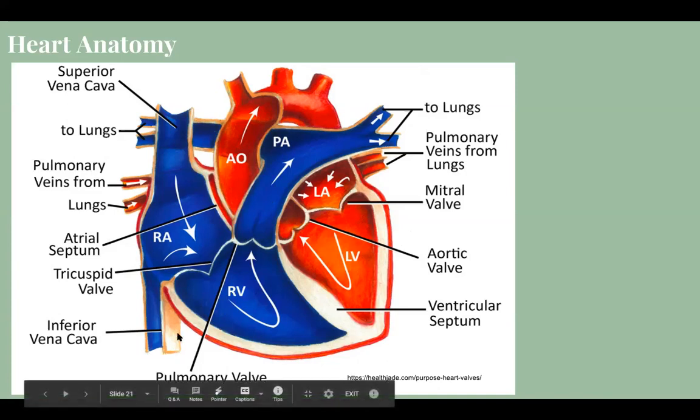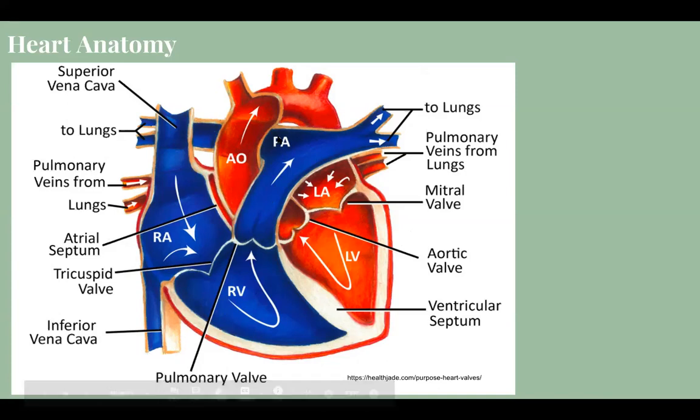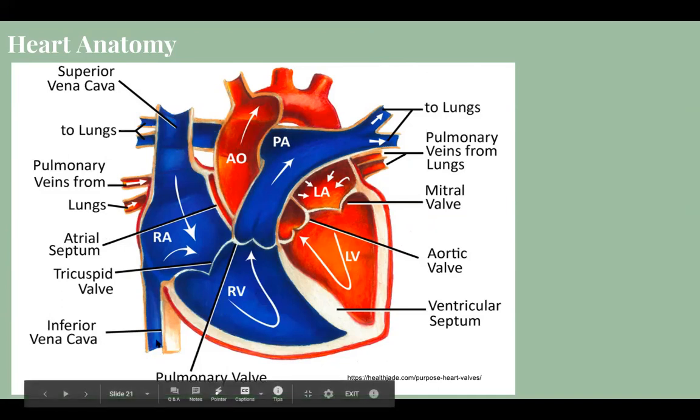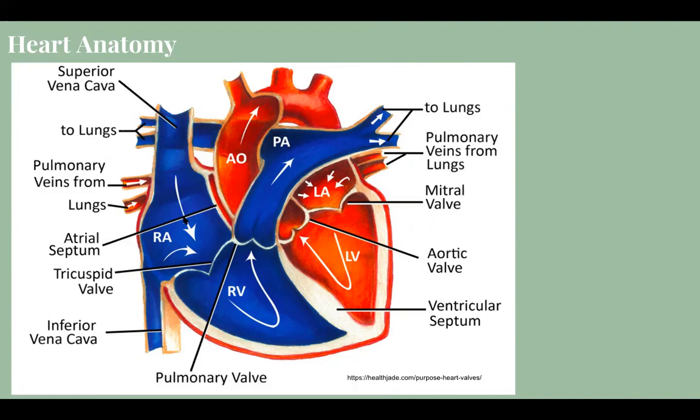And here's the inferior vena cava, I guess, and the superior vena cava here. These bring back deoxygenated blood to the right atrium, so that was correct. And then your aorta carries out blood to the rest of your body. I think that's mostly everything.